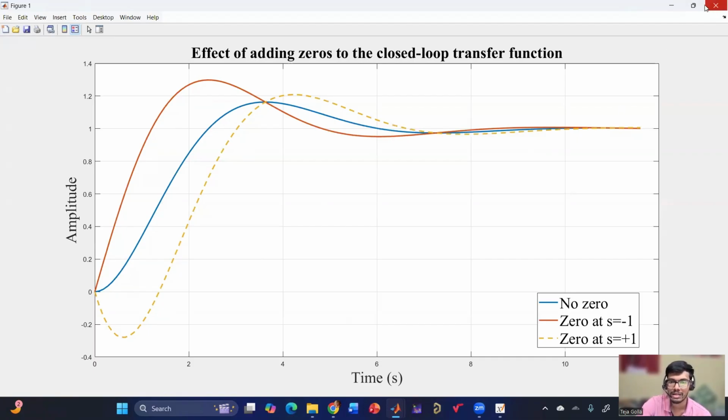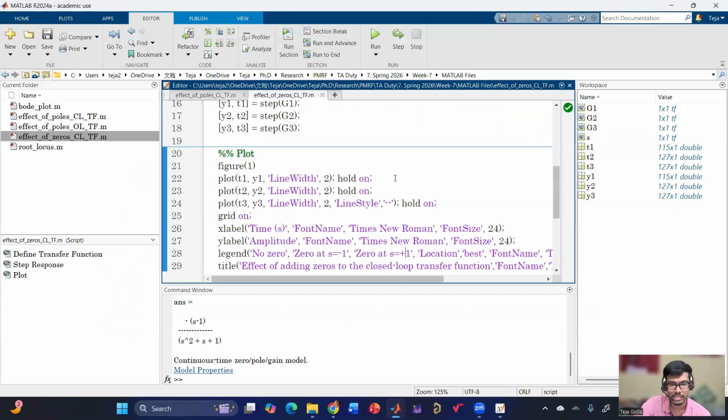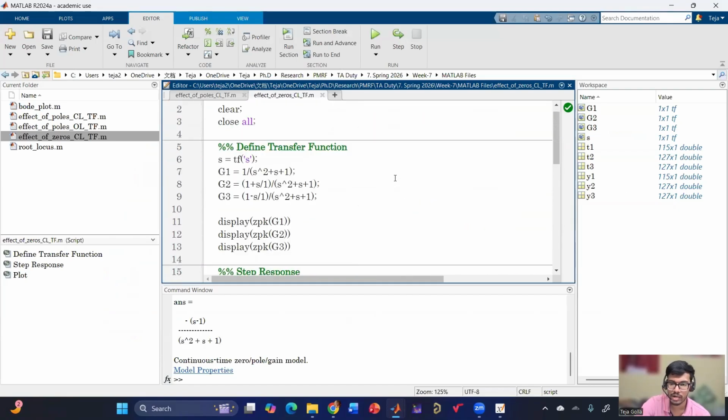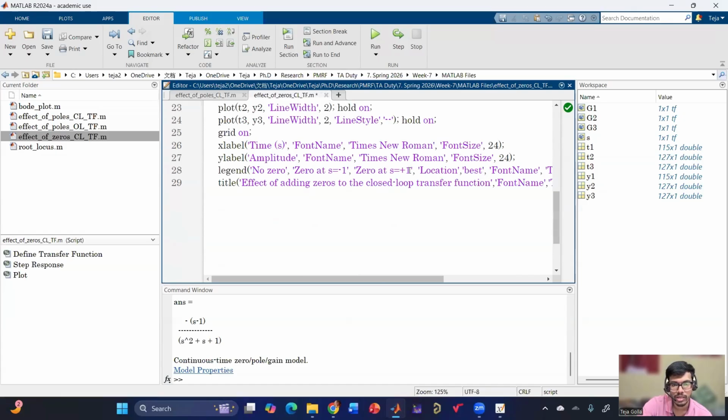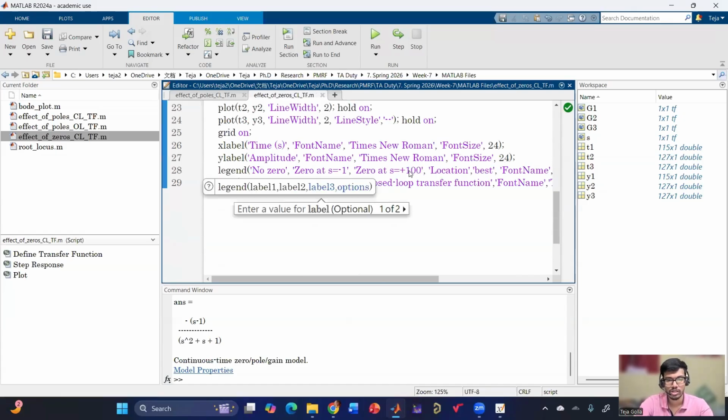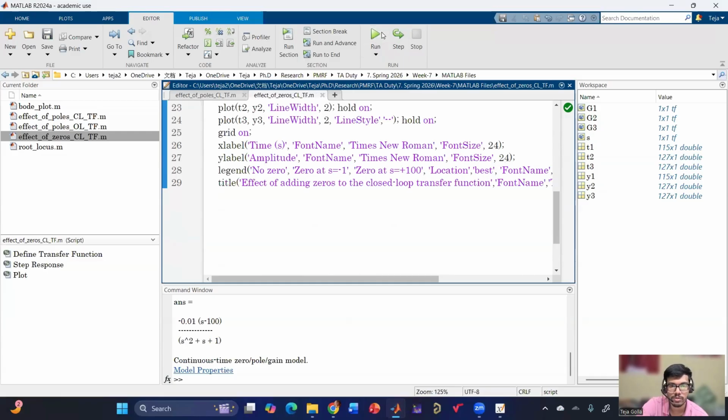Whereas in the case of RHP 0, it is having this dip at the beginning and it is eventually settling. Now let me consider the same case where I'm putting the RHP 0 far away from the imaginary axis. So I am putting it at 100. So S equals to 100. So here also S equals to plus 100. Let us run this and check what is the response.